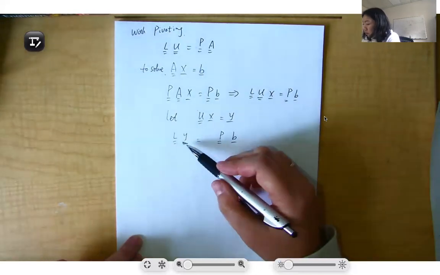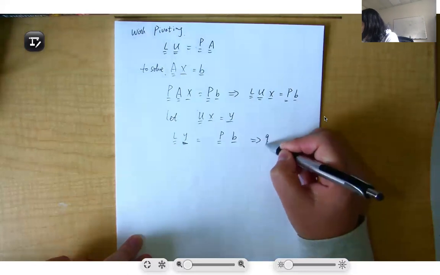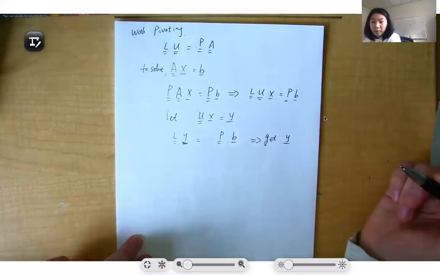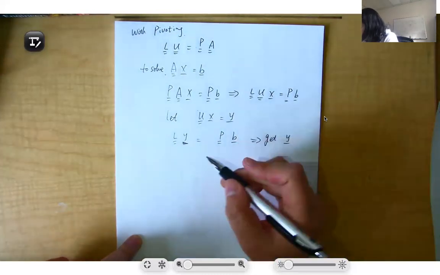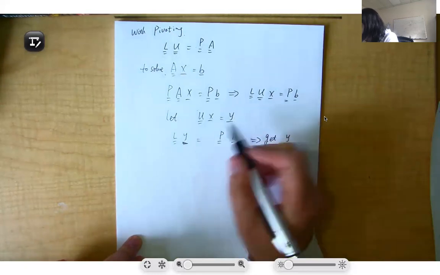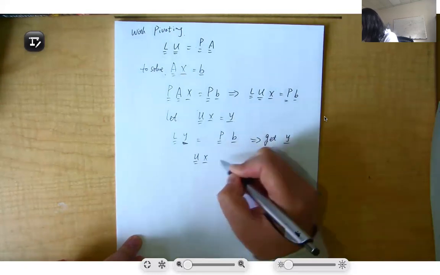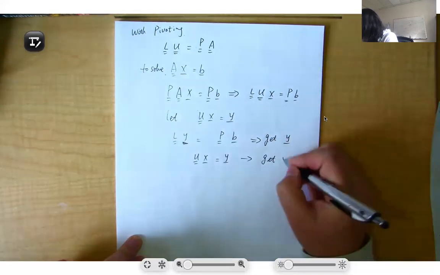Then after you solve this equation, you can get the y. After that, what do you do next? You do Ux equals to y. So Ux equals to y. Then you solve x. Okay.